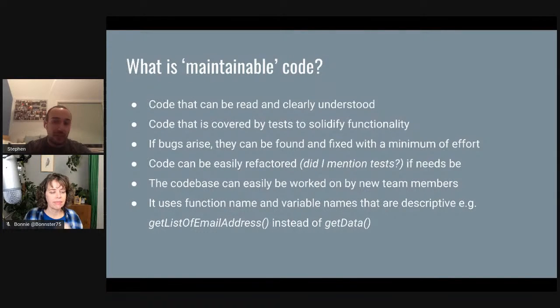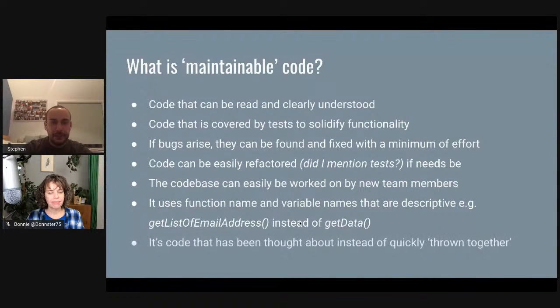And finally, one other thing I would say is maintainable code uses more descriptive function names and variable names. An example of this is that getListOfEmailAddresses is more descriptive than getData, which is something I have seen in a very recent project I've been working on.